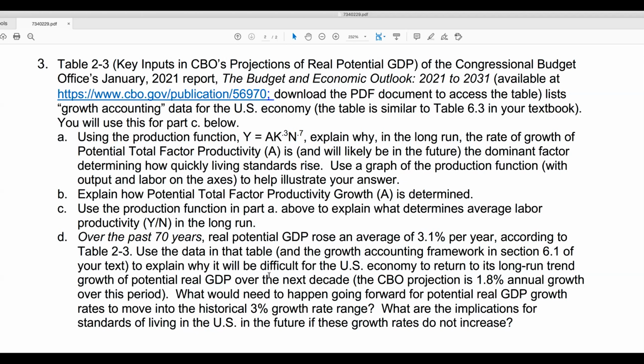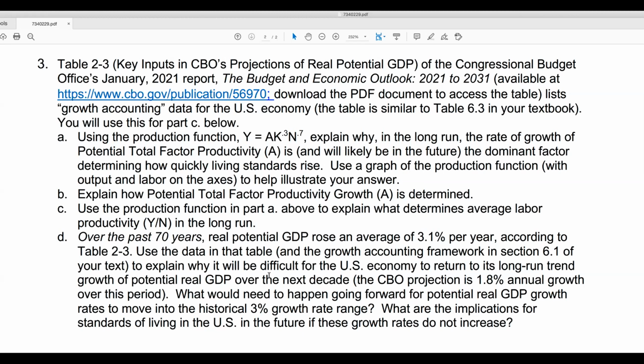So what does that mean? For a given amount of capital and a given amount of labor, if total factor productivity increases, we get more real GDP. The same amount of capital and labor can produce more real GDP if A increases. So what can do that? Technology, all right? That's why we oftentimes think about A as an increase in technology.